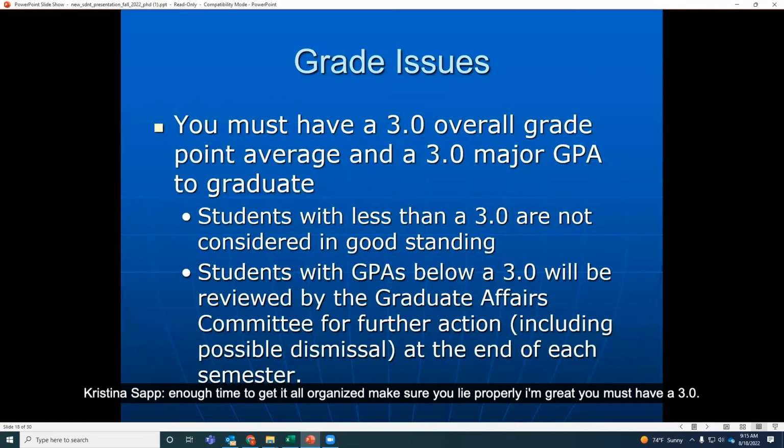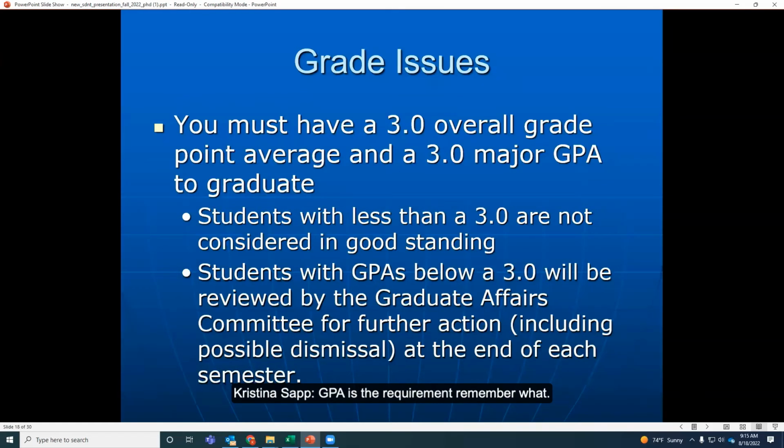Grades, you must have a 3.00 GPA. That is the requirement, no matter what.